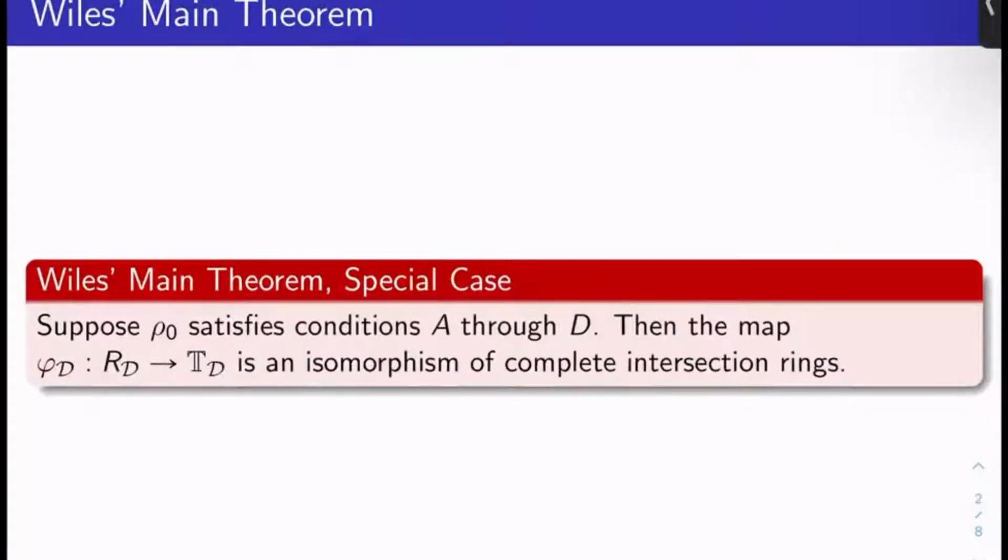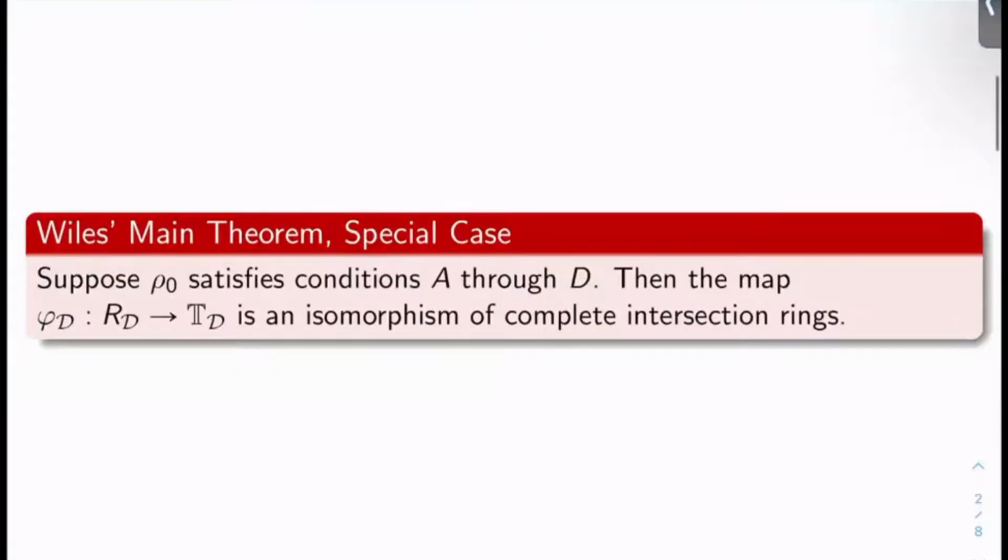It says that if I have a Galois representation, rho naught from GQ to GL2K, where K is a finite field, characteristic P, where P is a prime at least 3, satisfying conditions A through D that we discussed over the last couple of videos, then there is a natural map from the universal type D deformation ring to the universal modular type D deformation ring, which I'll call phi sub D. And D here is just any deformation type of rho naught. The claim is that this map is an isomorphism of complete intersection rings.